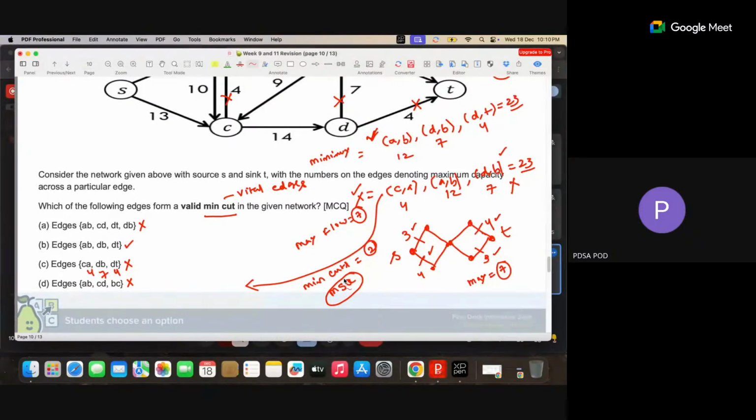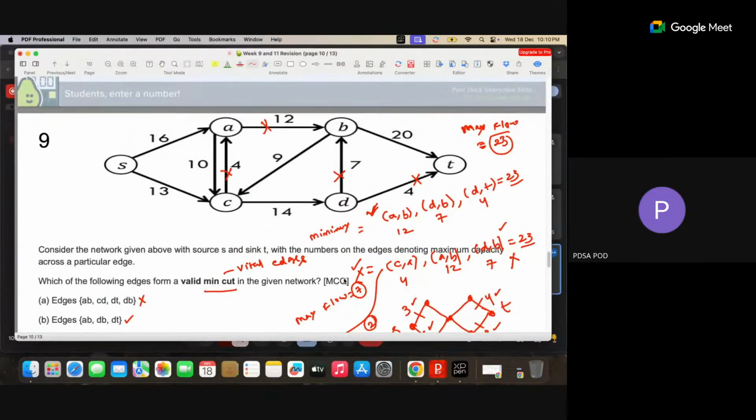Excuse me, sir. Yes. Can you show me the graph? I want to see the graph. This graph. Okay. To find the minimum cut, you need to find the maximum flow first. Without maximum flow, we cannot do minimum cut. Clear? Okay.